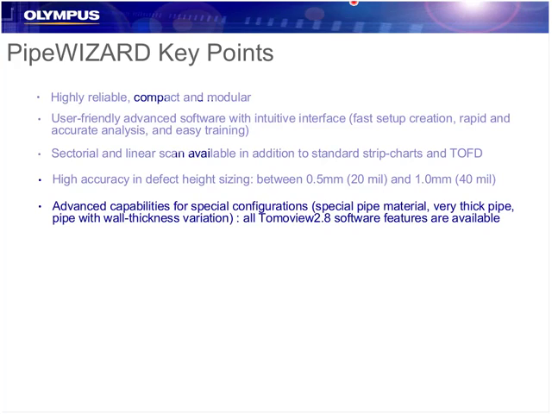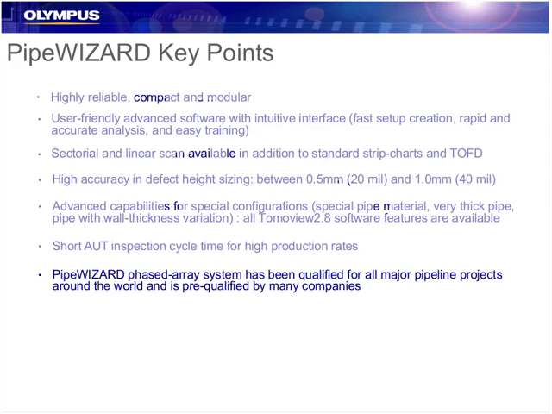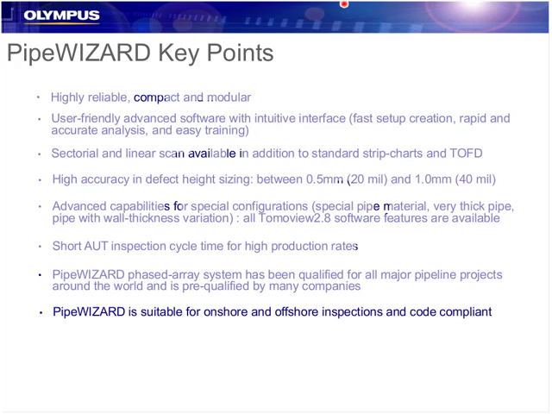Advanced capabilities, so we can do special configurations like special pipe materials, very thick wall, and also very thick pipe, also with wall thickness variations, and all the TomoView 2.8 software features are available to use it in a lot of different capacities. Very short AUT inspection cycle time would keep up with the high production rates of pipeline construction. Been qualified for all major pipeline projects in the world and pre-qualified by many companies. Suitable for both onshore and offshore, code compliant to pipeline inspection codes, and also durable and rugged for all the different conditions it might meet.